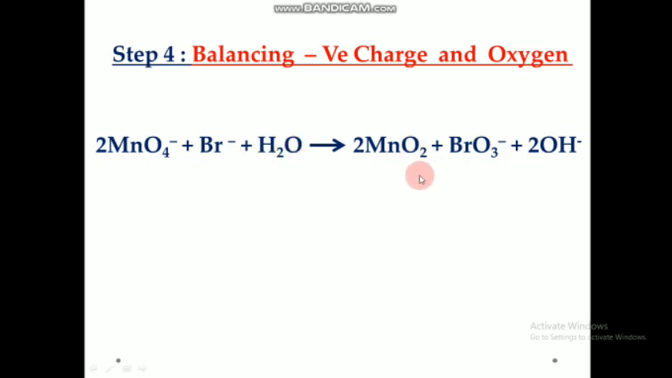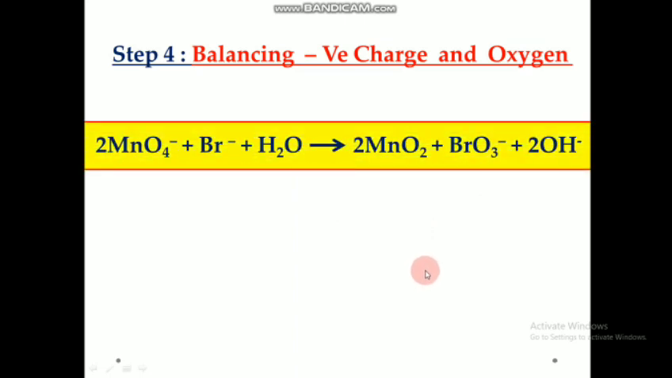And what about hydrogen? Hydrogen we don't need to balance, it will balance automatically. So check the number of hydrogens. Here we have 2 and here also we have 2. So in basic medium, we don't have to balance hydrogen, it will balance by itself. So this is the final balanced equation that we have. The same steps that we have done in the acidic medium we are repeating until the last step. And in the last step we are balancing the negative charge and then the number of oxygen atoms. And hence we get a balanced equation here.